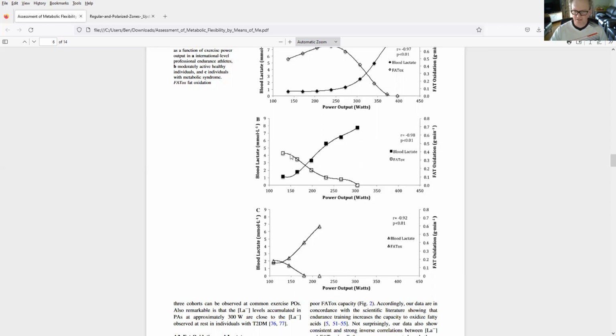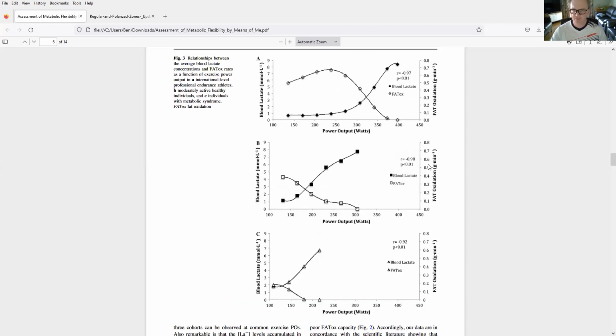Also, we can see here that zone 1 will be below 150 watts. Zone 2 is very, very narrow. And by 200 watts, they're in zone 3. By 200 watts, they're going full gas.